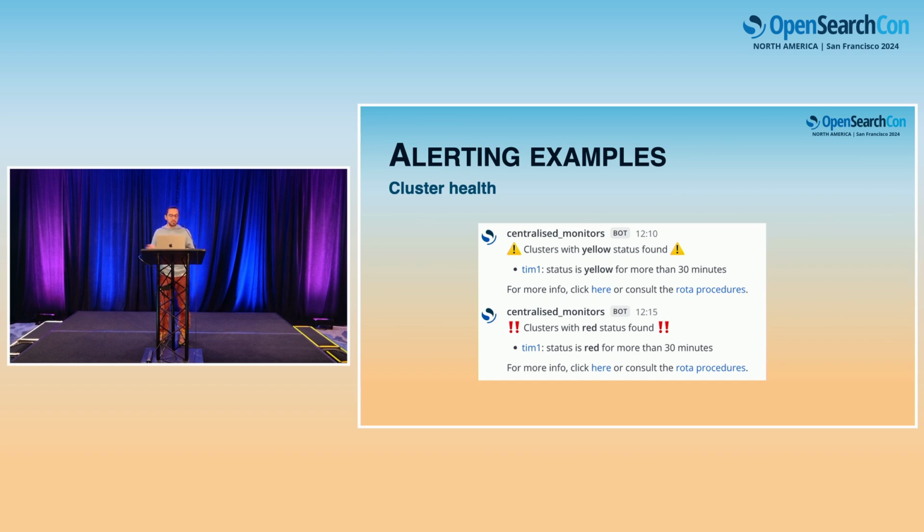And finally, a very simple example for cluster health. Again, if the cluster is found with yellow, you can send an alert. If a cluster is found with red status, a different alert, and then goes to the correct channel.